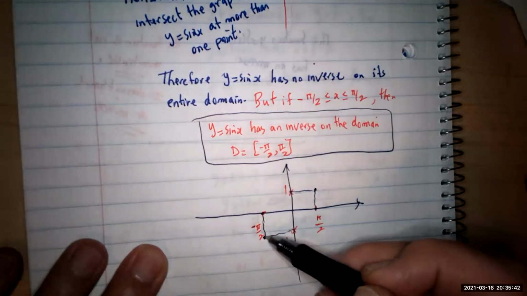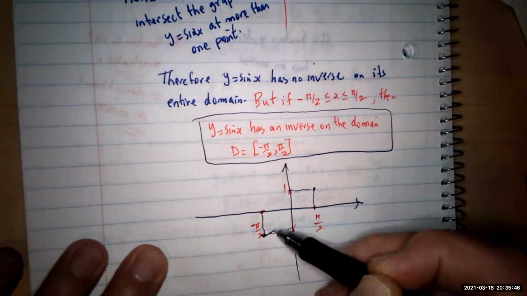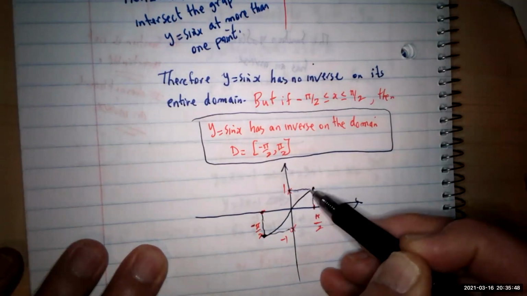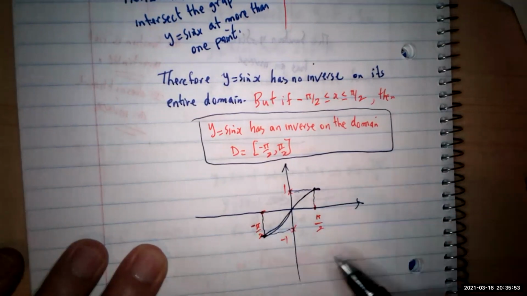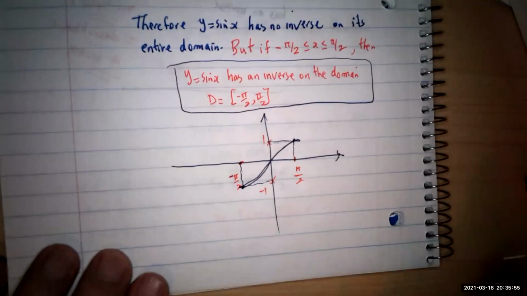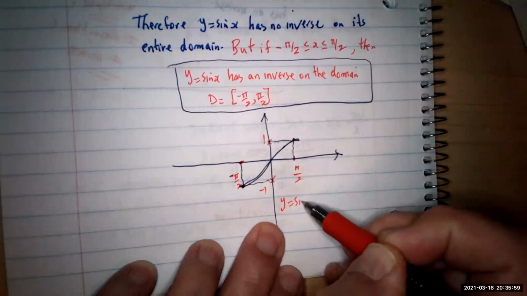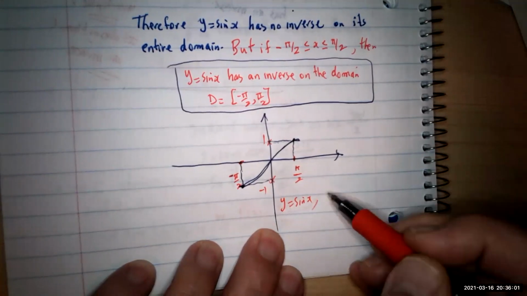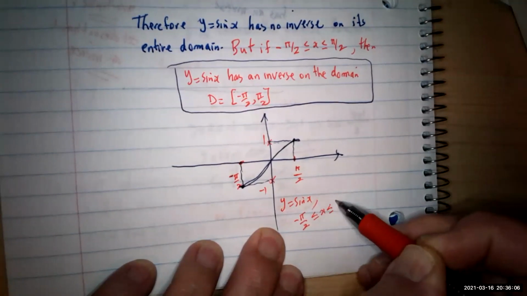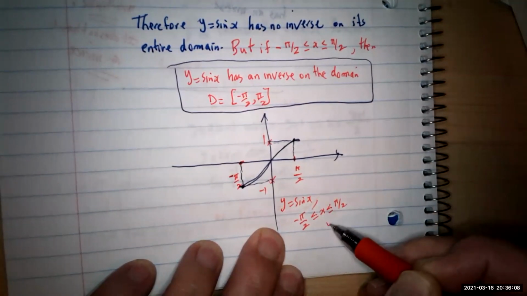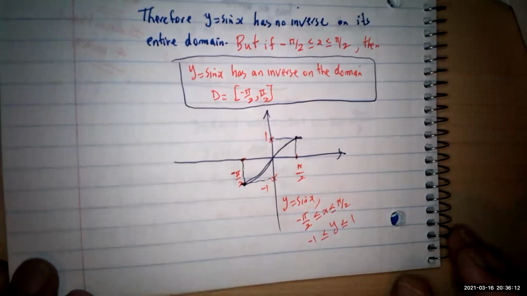That portion of the graph, you see, is passing through the origin. So this is y equal to sine x, but with the condition that x is between negative pi half and pi half, and you know that y would be between negative 1 and positive 1.